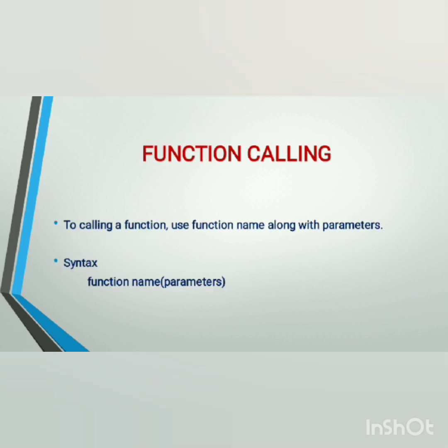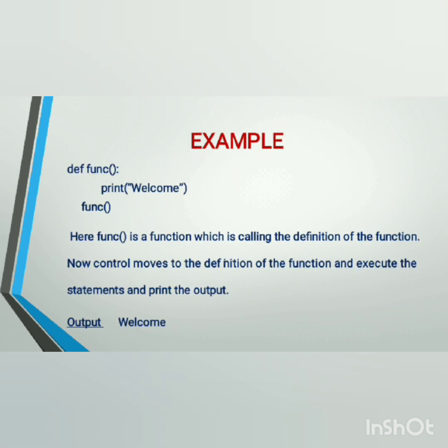So next, this is called function calling. For function calling you want to give the function name followed by parenthesis. Within the parenthesis you have to give the arguments, right? So this is function calling. You have to give the function name, then after that you have to use parenthesis. Within the parenthesis you want to mention the arguments, right? See the syntax here, function name, within parenthesis you have to give the arguments. This is called function calling, right?